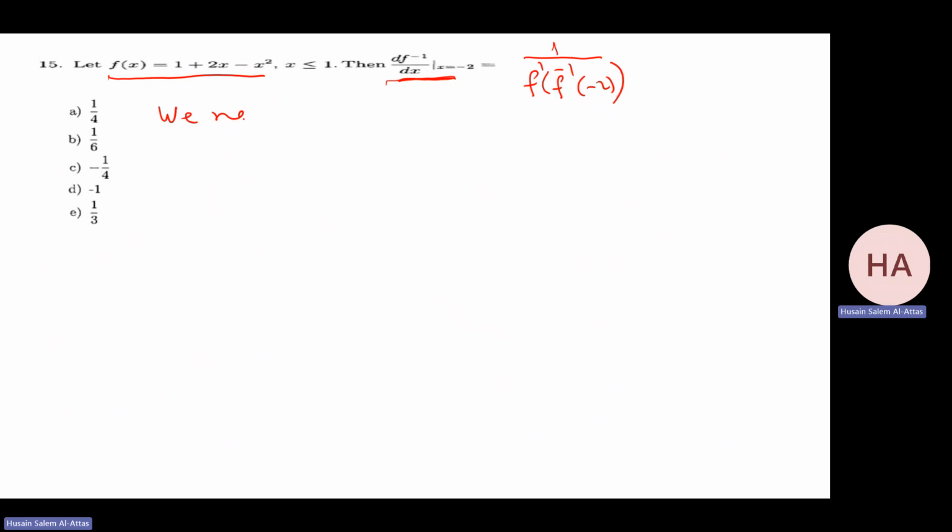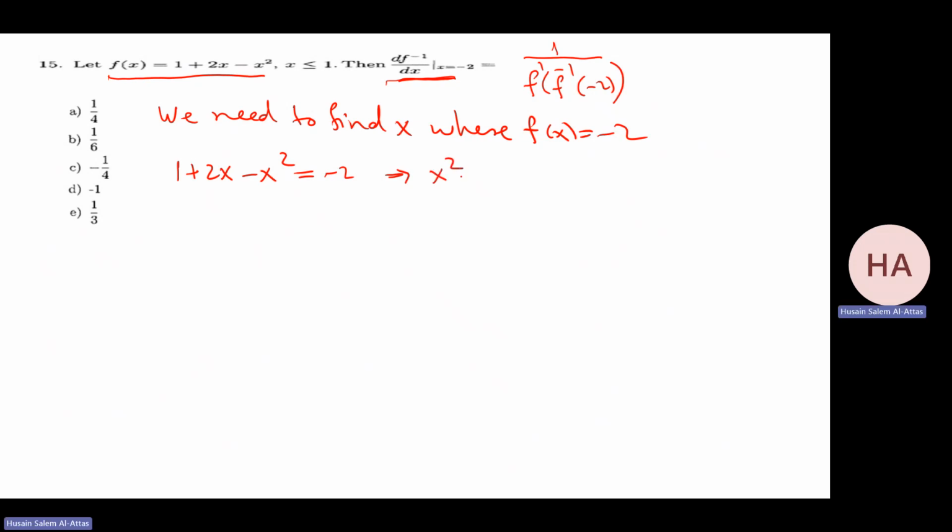So we need to find x where f of x equal to minus 2. So we solve this equation: 1 plus 2x minus x squared equal to minus 2. So I have x squared minus 2x minus 3 equal to 0. So I have x minus 3 times x plus 1 equal to 0. So I have x equal minus 1 or x equal 3.